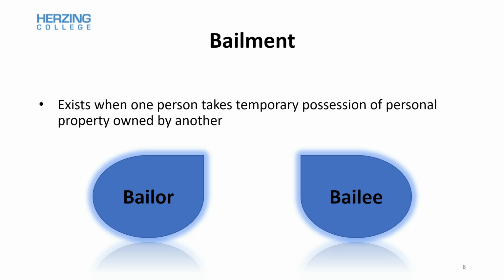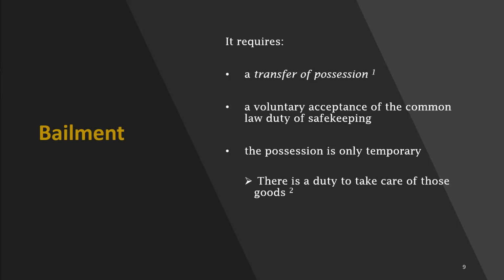And now look at bailment, right? A bailment exists when one person takes temporary possession of personal property owned by another. So there's a bailor and there is a bailee, right? Bailment requires a transfer of possession. It requires a voluntary acceptance of the common law duty of safekeeping. It requires the possession not to be permanent, it has to be temporary, and there is certainly a duty to take care of those goods.